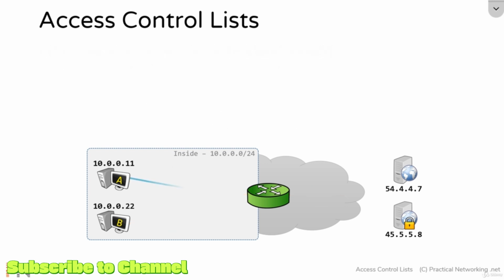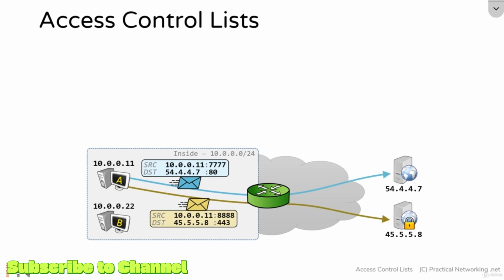Let's have host A shoot a packet to each one of the servers in our topology. In both cases, these packets have a source IP address of host A's IP address because host A is sending these packets. This top packet has a destination IP address of the top server, and this bottom packet has a destination IP address of the bottom server. In both cases, the source port is randomly selected by the client, in this case host A.